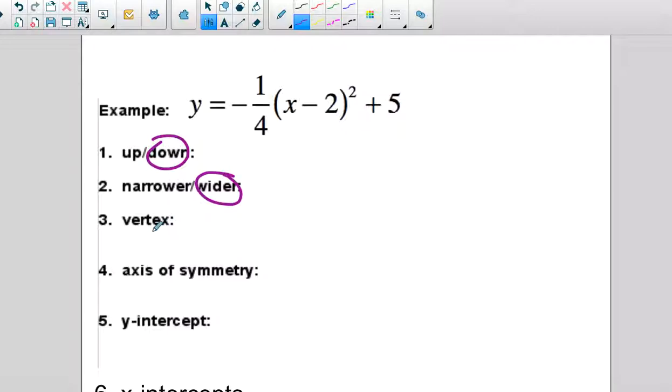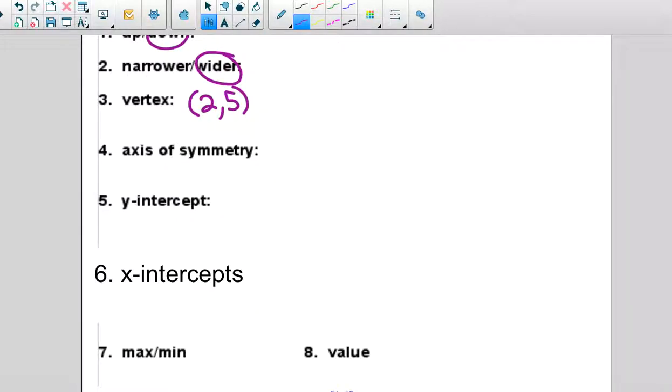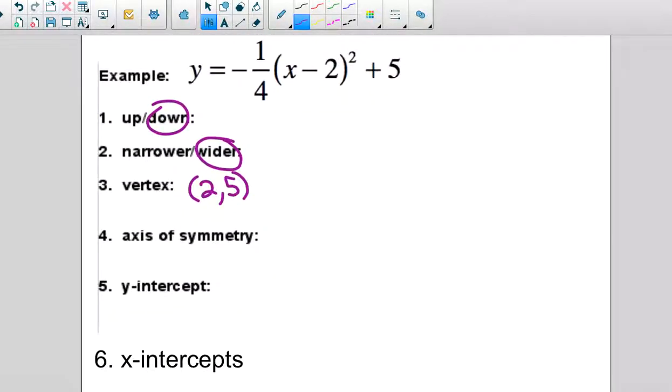The vertex is given right in the equation because it's in vertex form. So this would mean right 2, up 5. So that's just, again, that vertex is (2, 5). The axis of symmetry is just x equals whatever the x coordinate of the vertex is. So in this case, it's x equals 2.